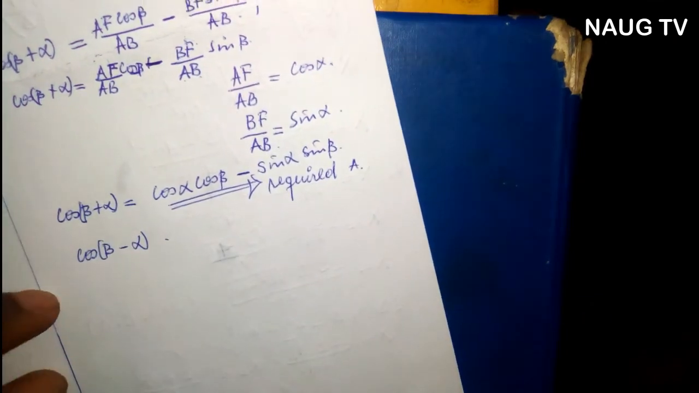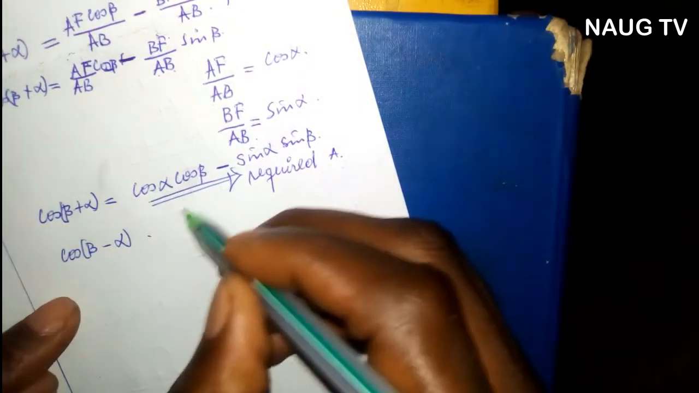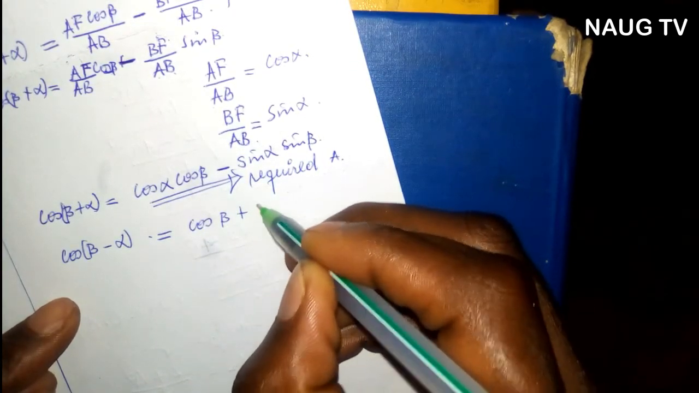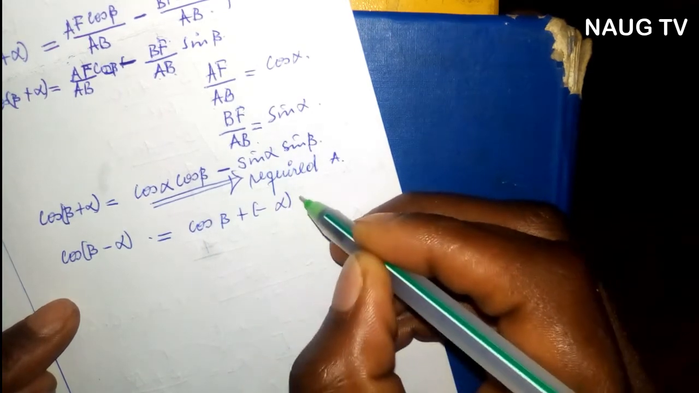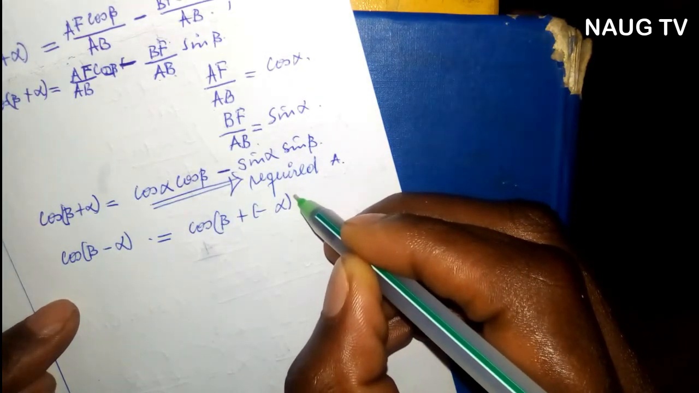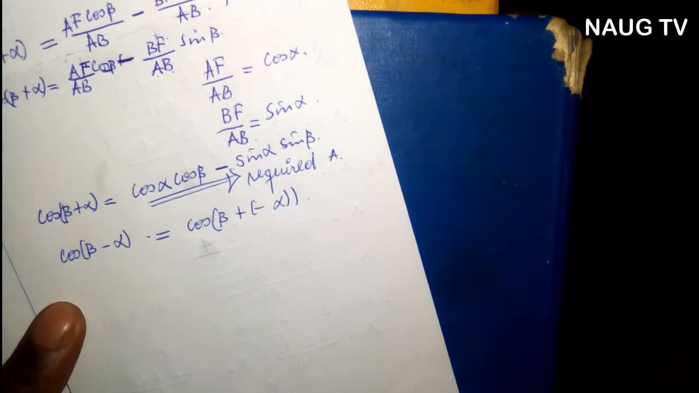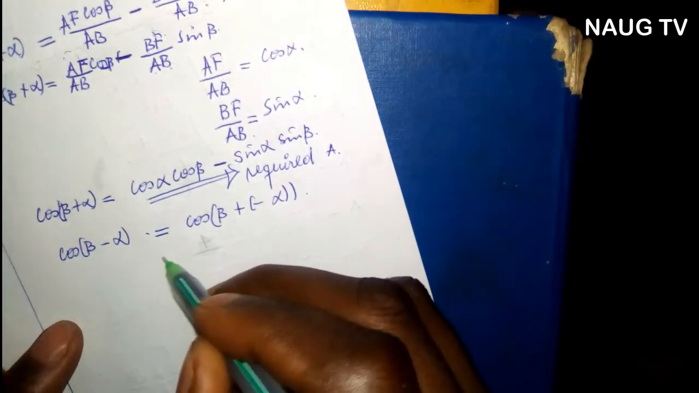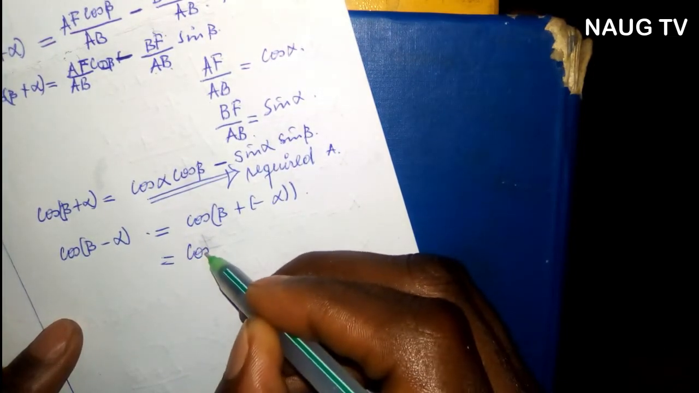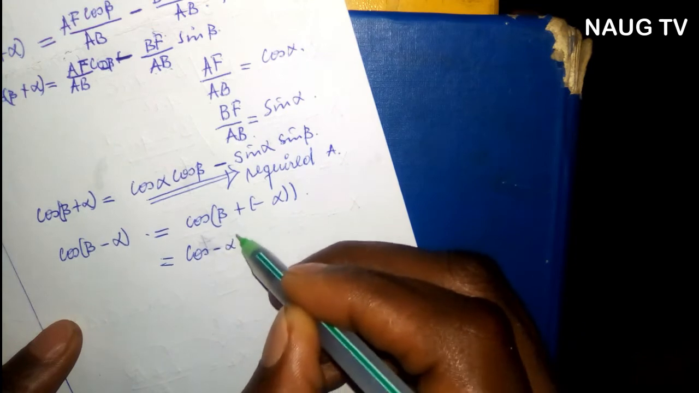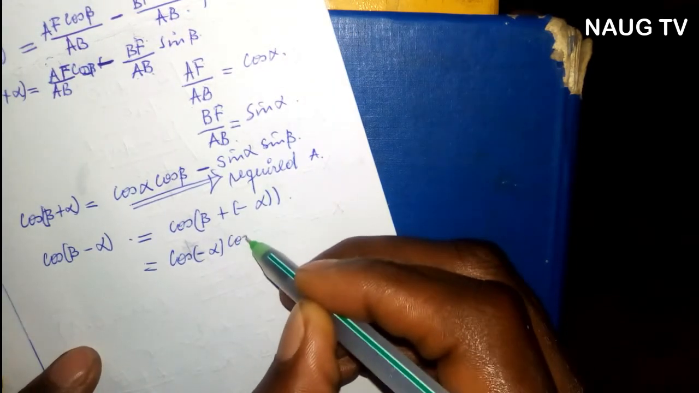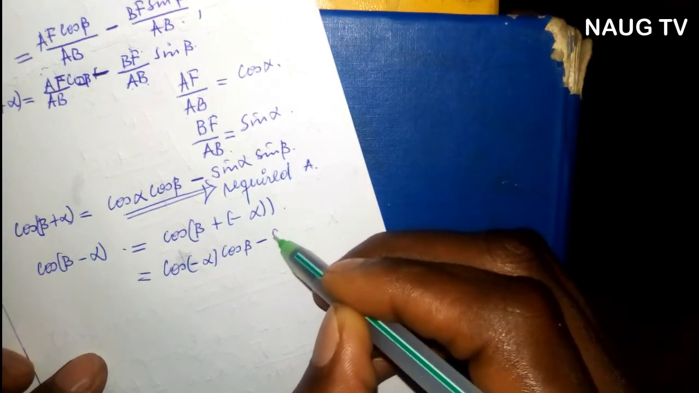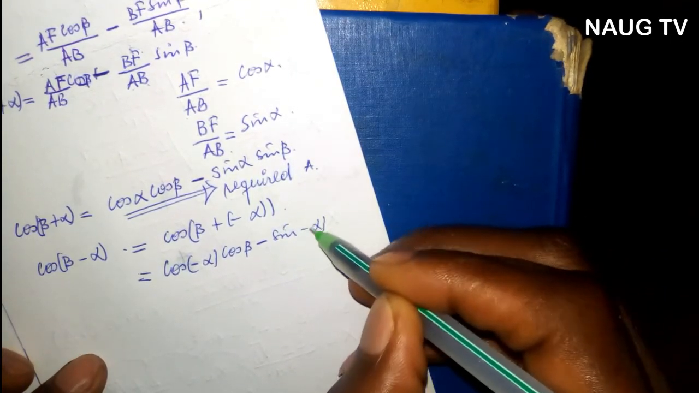Now I think this can be equal to cosine beta plus negative alpha. So replace this value in the formula above. So you can see that cosine of negative alpha, cosine beta, negative sine of negative alpha, sine beta.